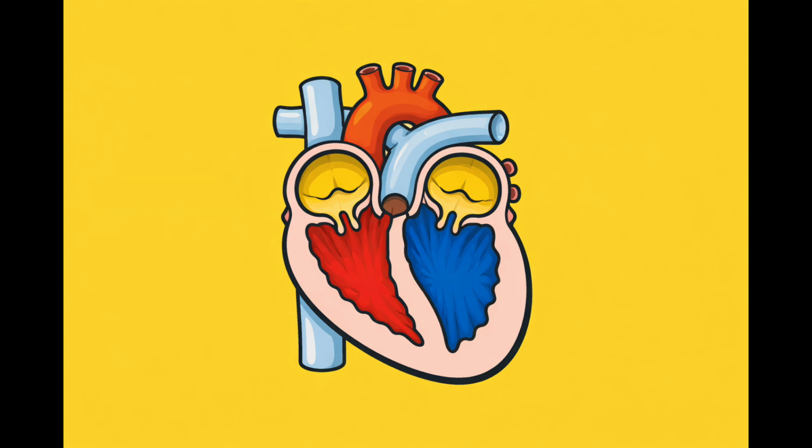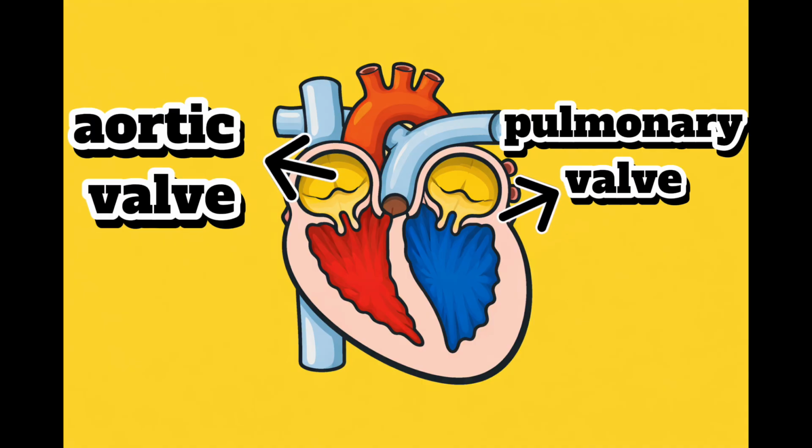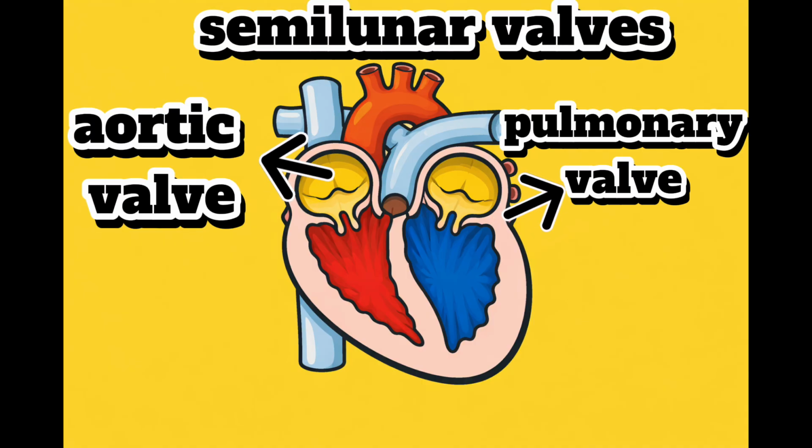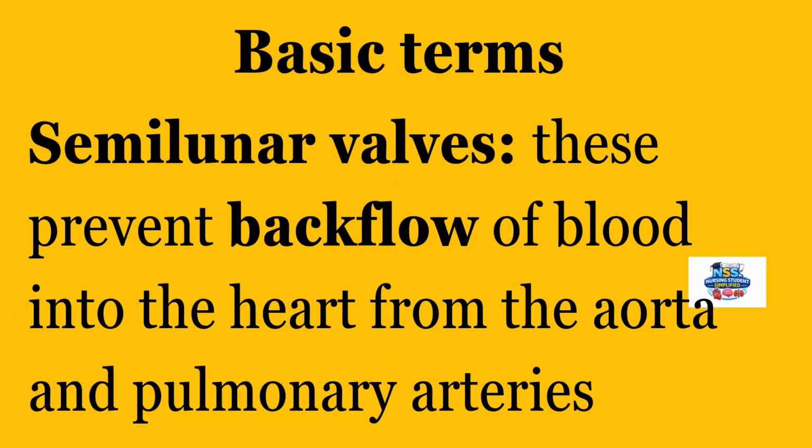Next, we have the pulmonary valve. This is the valve that prevents backflow of blood from the pulmonary artery into the right ventricle. So together, they are both called semilunar valve. So once you hear the semilunar valves are open, that says that the aortic and the pulmonary valve are open. And once you hear the atrioventricular valves are open, that means that the mitral and the tricuspid valve are open. So we'll keep hearing this throughout the duration of this video.